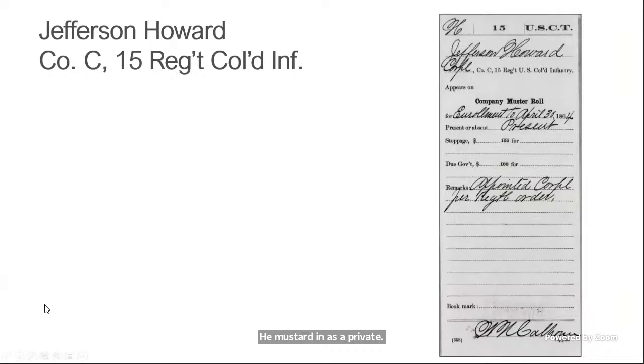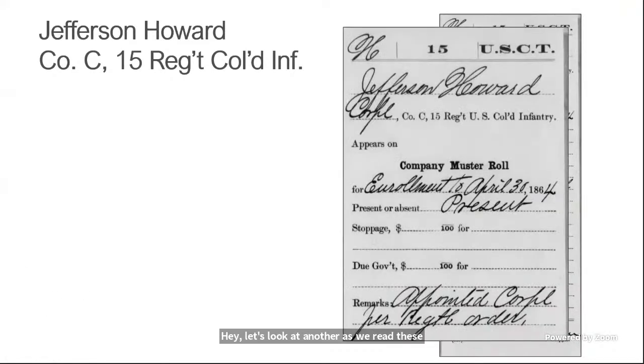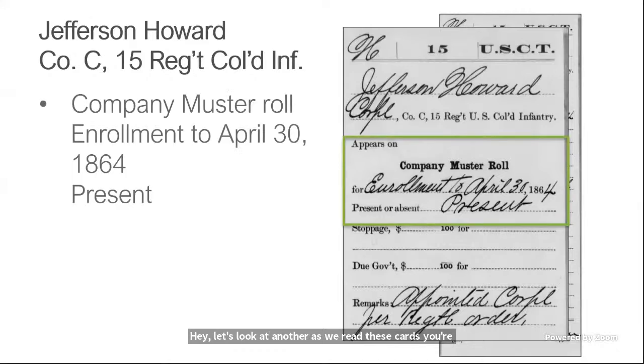Okay, let's look at another. As we read these cards, you're always looking for additional information. On this card, we learn that there's this type of card that's called company muster roll. There's usually a lot of these in each packet, so we won't look at all of them, but they will give the dates and they will give whether or not they were present or absent during that time period. So that's why it's called a company muster. They pull the group together, they see who's present, that sort of thing. So you'll often see a lot of these.